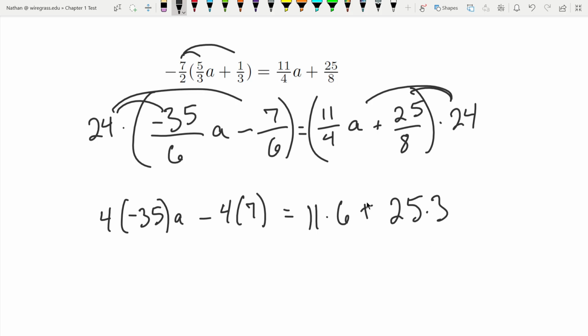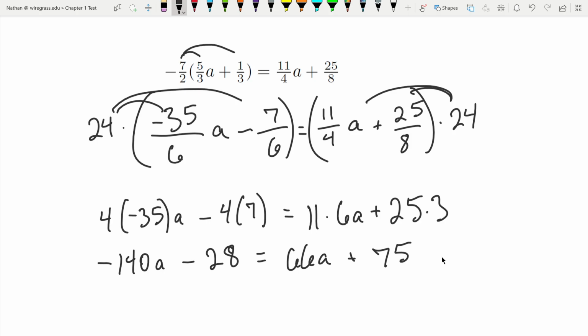So that's the result. I forgot the a here. That's the result of multiplying through with the least common denominator. It removes everything down, and it's going to be the nicest number to do that with. So 4 times negative 35, negative 35 times 2 is 70, times 2 again, it's going to be negative 140. 4 times 7 is 28, so we're going to be minus 28. It's going to be 66a plus 75.